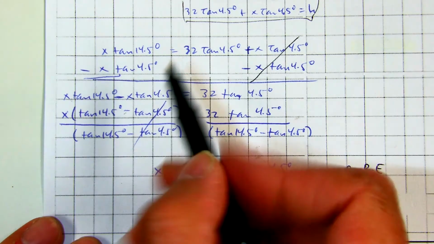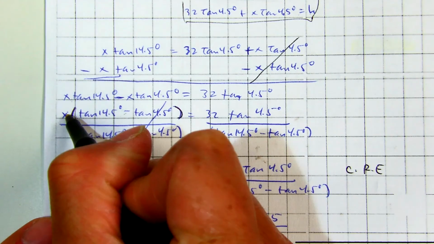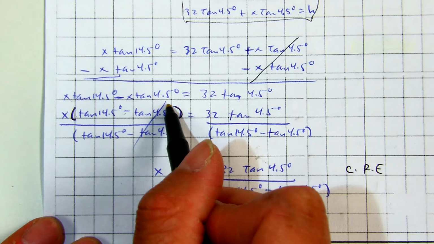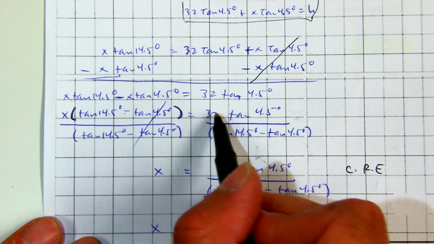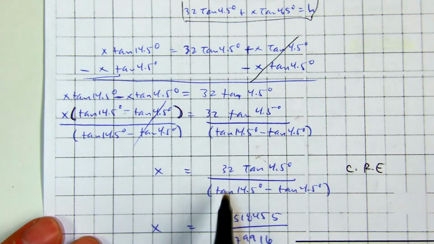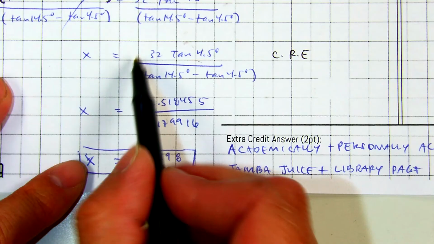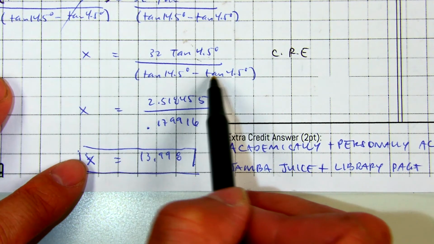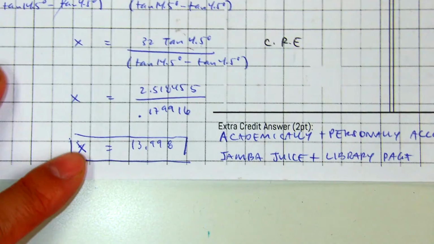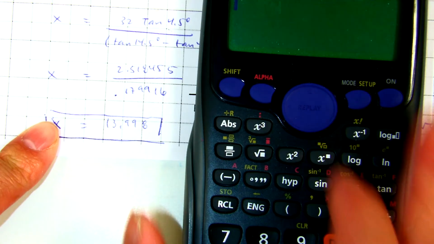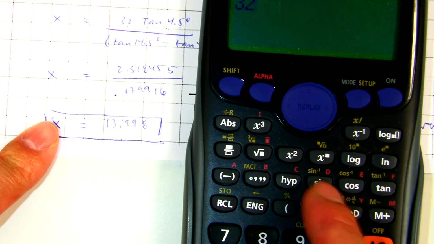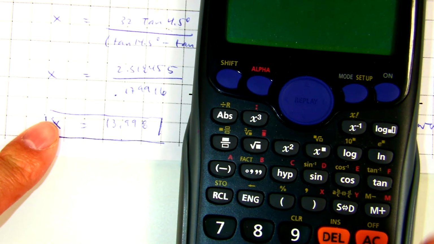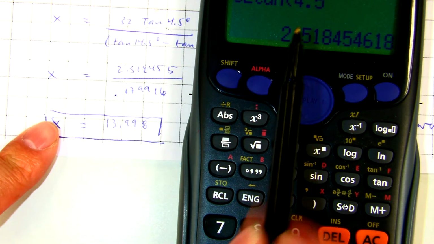I'm going to take this whole thing and divide it away so that I can solve for X. This whole thing will cancel, and it's just multiplying all this divided by all this. And there's my calculator ready equation. X equals 32 tangent 4.5 over tangent 14.5 degrees minus tangent 4.5 degrees. Let me show you how to put that in the calculator. 32 tangent 4.5, and you'll get 2.51, which I have there.